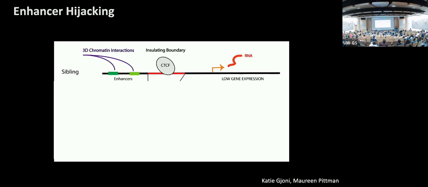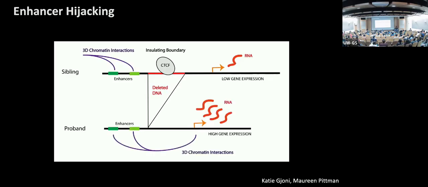Now, suppose the sequence underlying that CTCF binding site, not a sequence in the protein, not a sequence in a splice site, not a sequencing variant that disrupts an enhancer, all the pieces are intact, but the variant is knocking out the binding of CTCF. Now those enhancers can come over and turn this gene on at the wrong time or place during development.